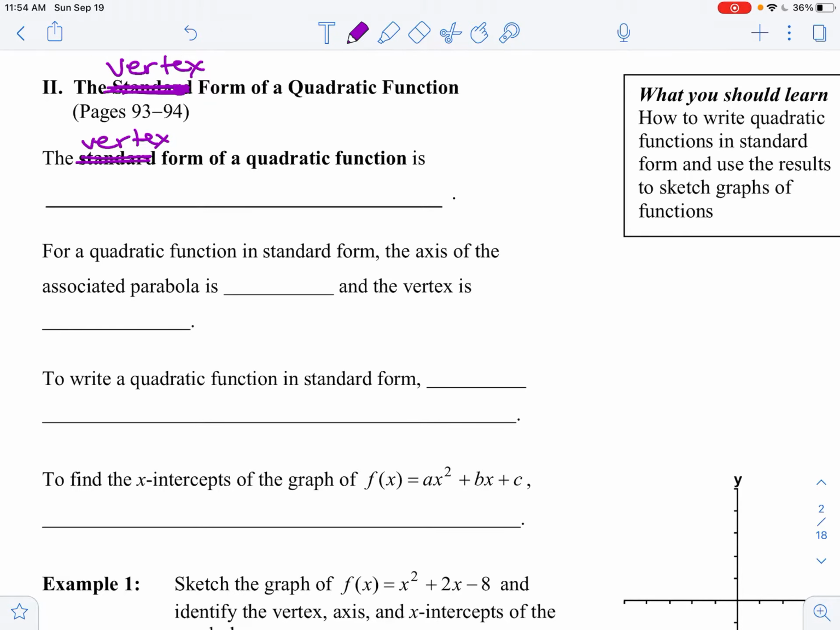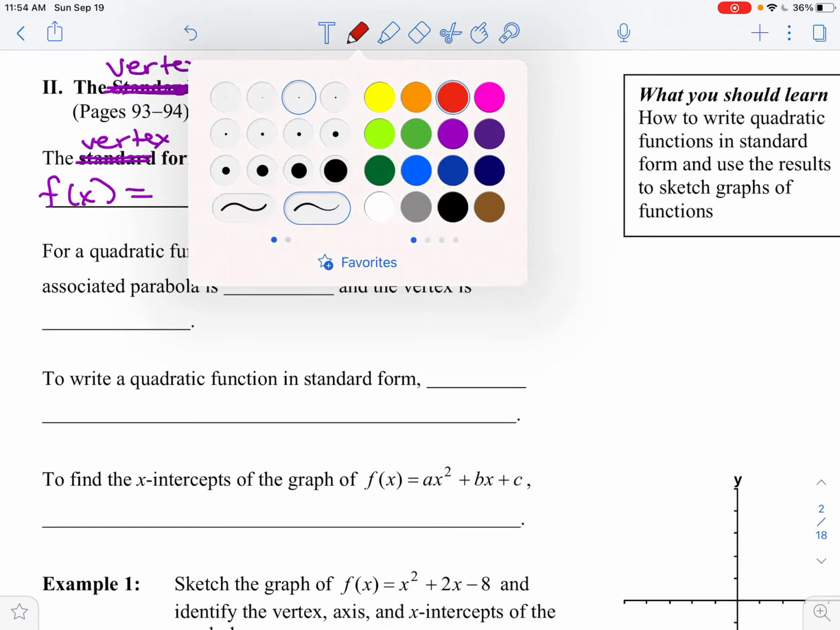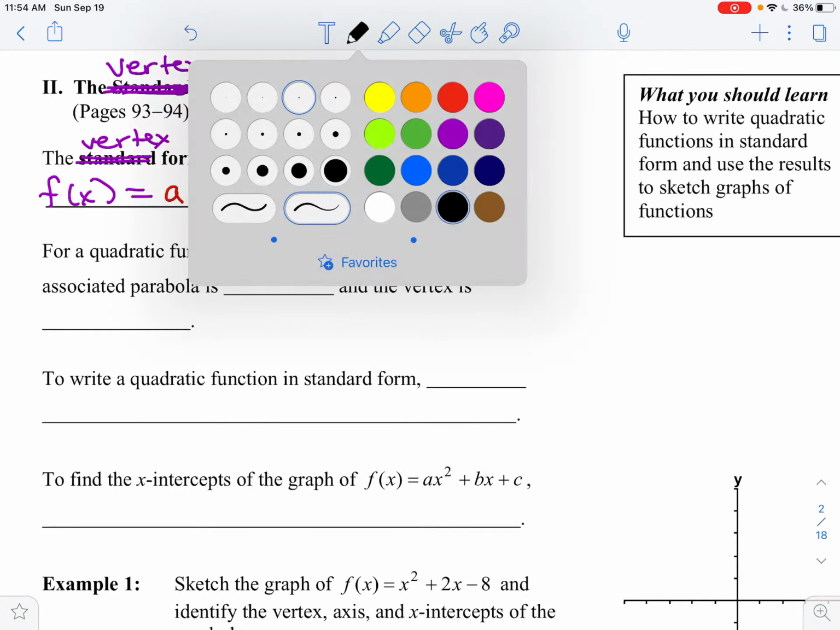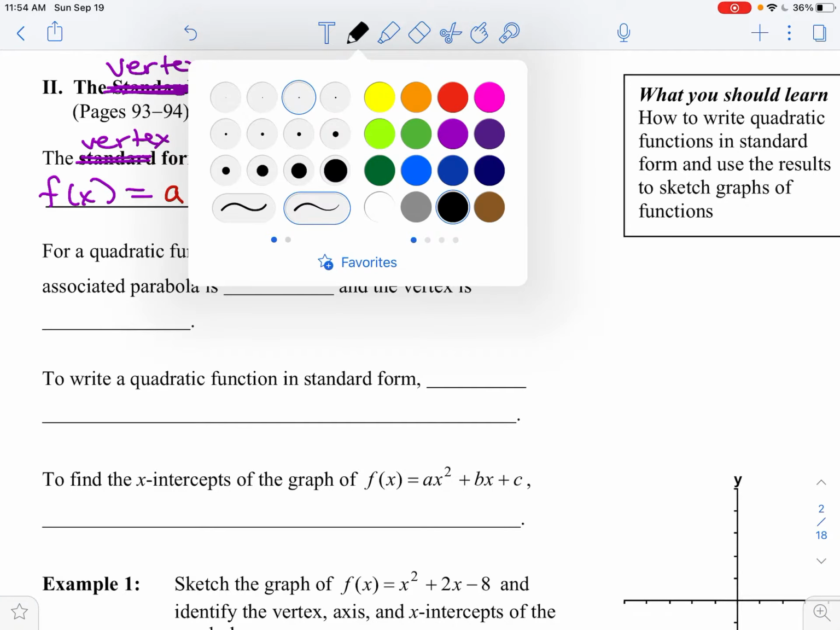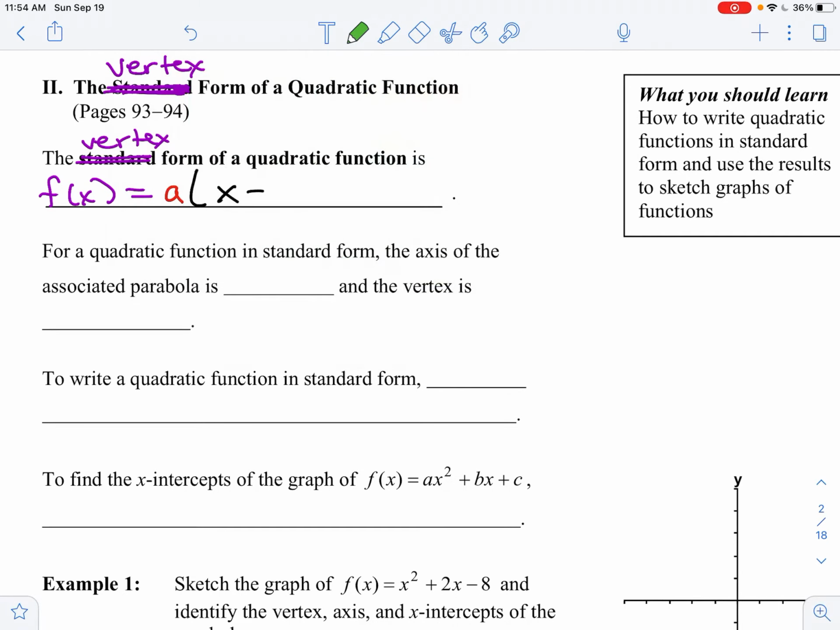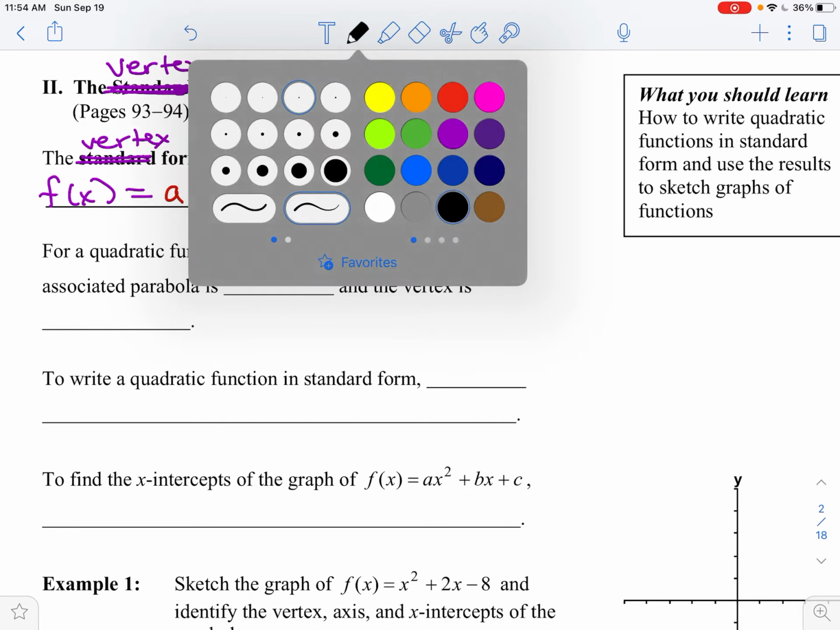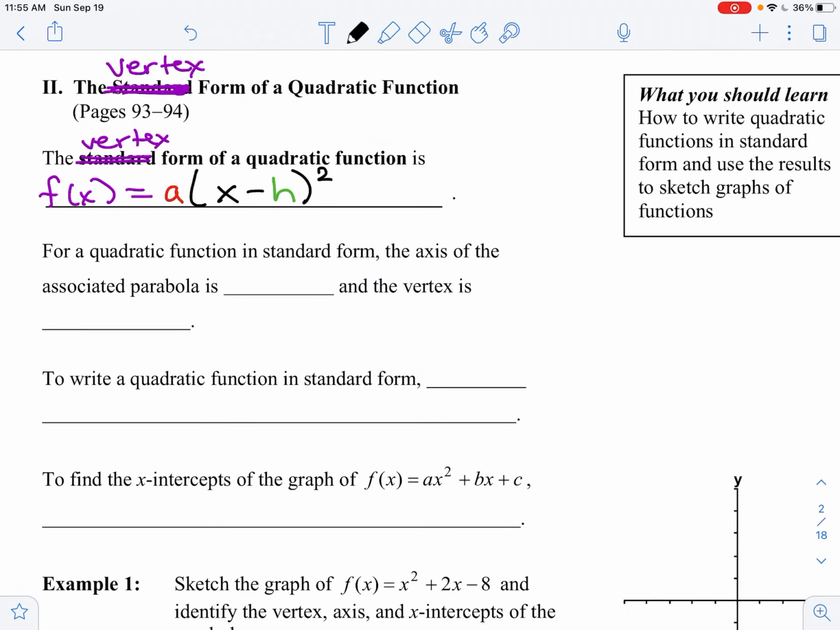And we know the vertex form is f of x equals A. Now use your colors if you can, because when we're talking about forms, it's important that our brains know what means what. So we've got the value of A times x minus h squared plus k. And then we also know about this is that A cannot equal 0.